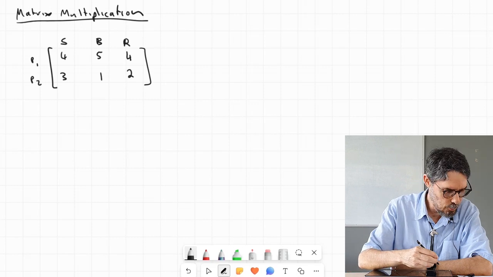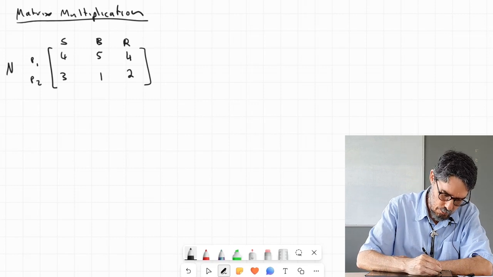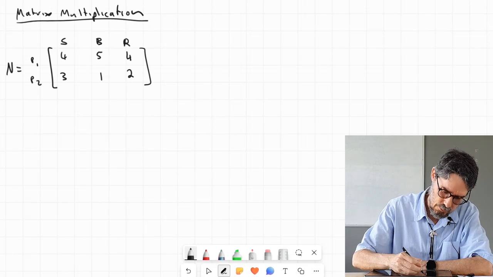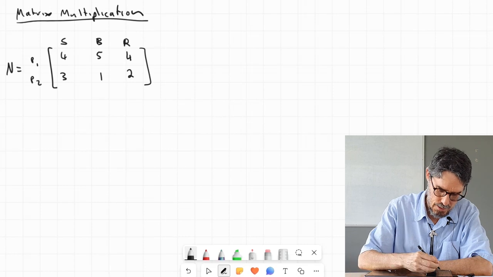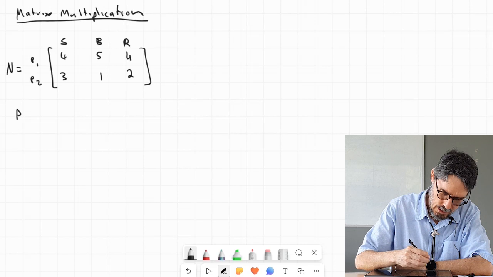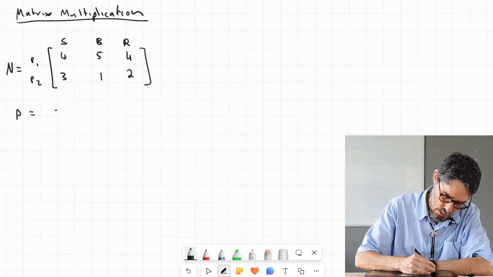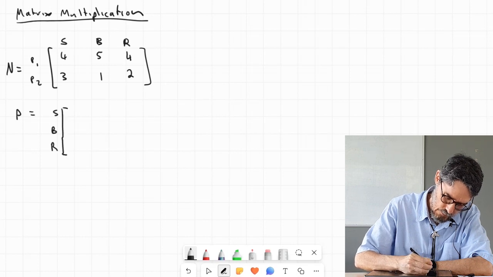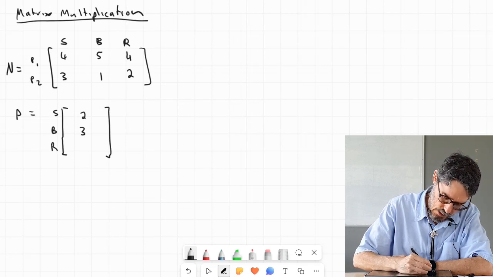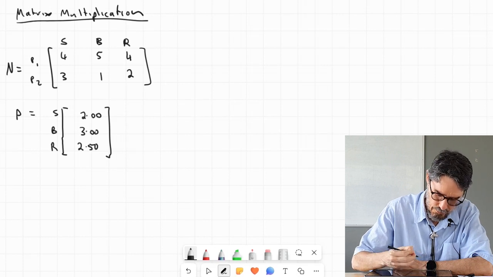And then I'm going to call this one N for the number I have, remembering that these labels on the rows and columns are actually not part of the matrix. And my prices, my price matrix, is going to be about strawberry, banana, and raspberry. And the prices are going to be, let's go $2, $3, and $2.50. Why not? I made my life hard by giving myself decimals.